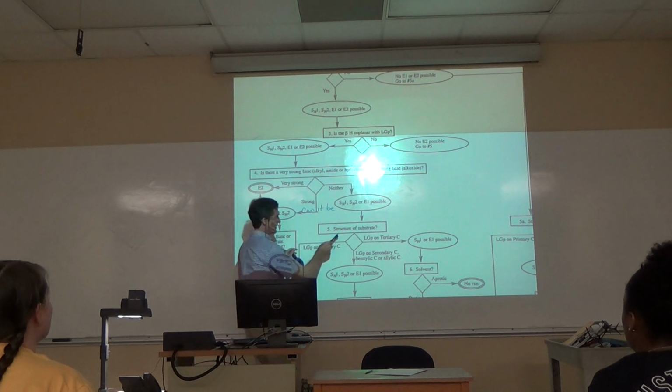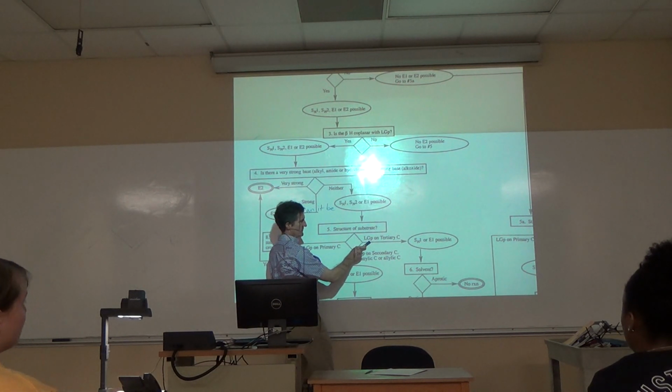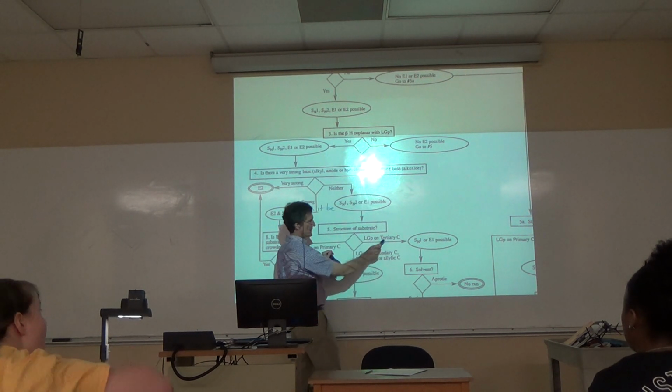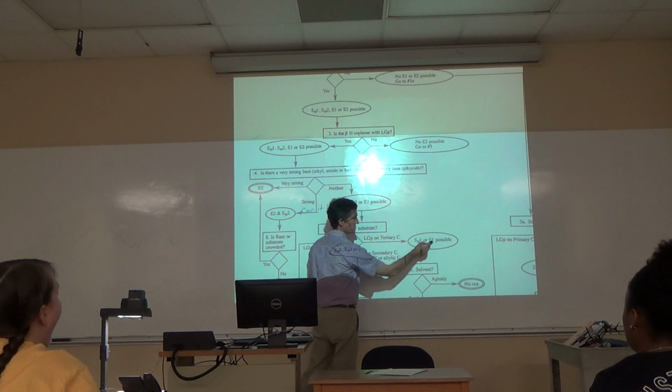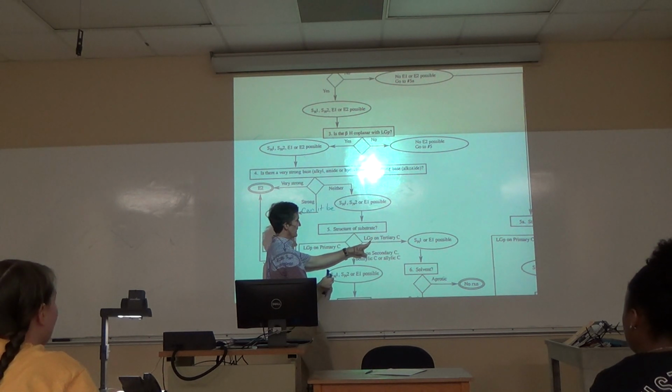Let's look at the structure of the substrate. If the leaving group, apparently they use LGP, I just use LG, is on a tertiary carbon, well, guess what? SN1 or E1 is possible. Looks like we ruled out something. We ruled out SN2, because you never do SN2 on a tertiary carbon, right?